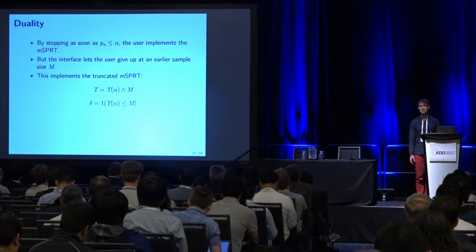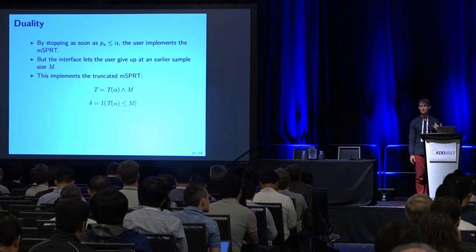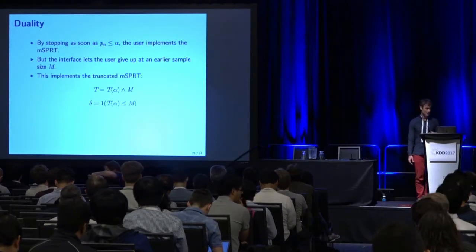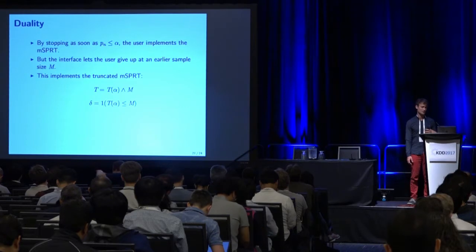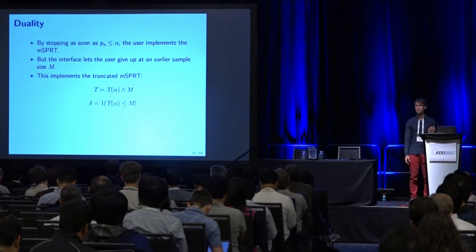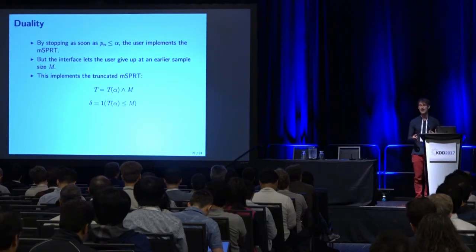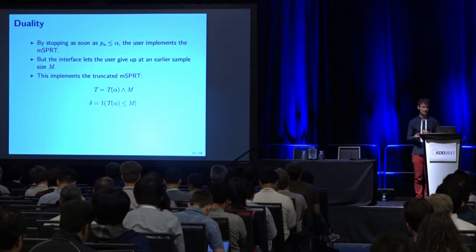And that's different from customer to customer. Some optimized customers can run experiments for a month. Some are very, very pressed for time and can only run it for a few days. So when the user does this, they actually end up implementing a truncated sequential test. They stop whichever is sooner, T of alpha, i.e. when the MSPRT would stop, or at their M. And they reject the null if the MSPRT kicks in before their M.